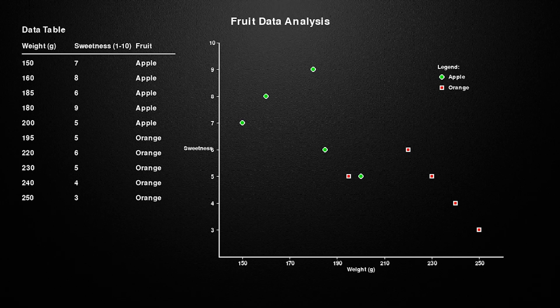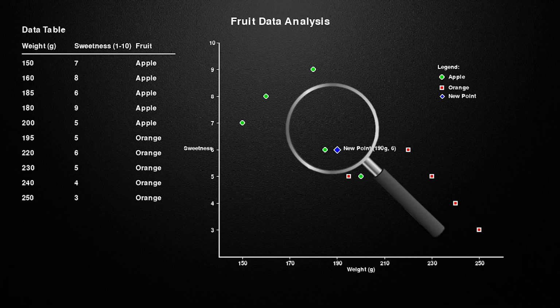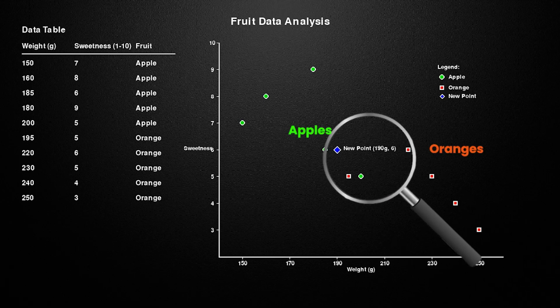Now suppose we have a new fruit that has a weight of 190 grams and a sweetness of 6. KNN looks at the k nearest neighbors. If k equals 3, and two of the nearest are apples, then the fruit is predicted as apple.